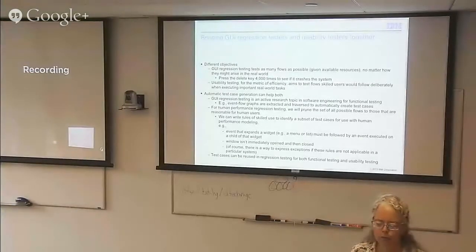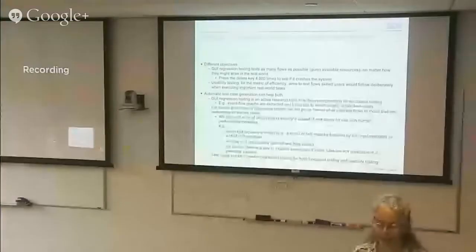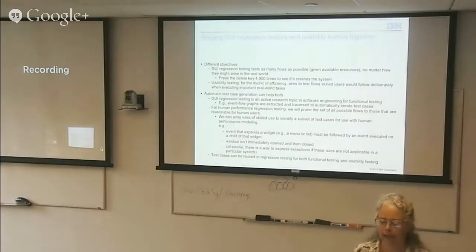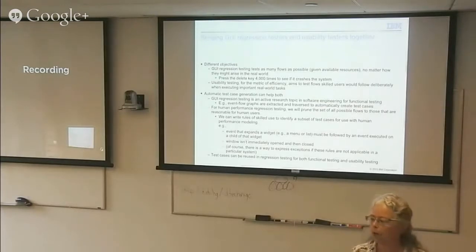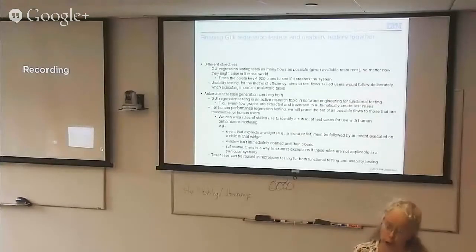So there's a little difference between GUI regression testers and usability testers. GUI regression testers want to find as many flaws as possible in the systems. So, for instance, they literally will test something like hitting the delete key 4,000 times in a row just to see if it crashes the system. They want to find that, okay? And it takes virtually no time to do that in their GUI testing situation, so they just do that, okay? But in usability testing, particularly when we're testing for efficiency, we only want to test those things that people would actually do, and in this case, skilled people would actually do.